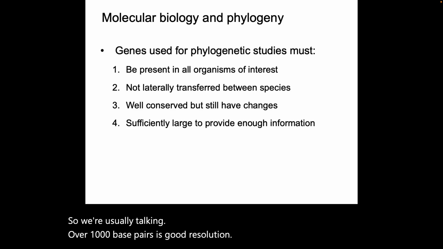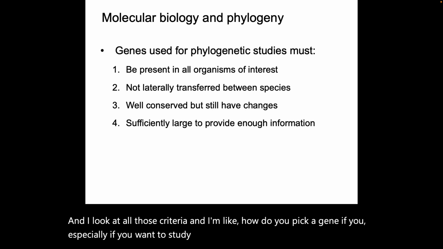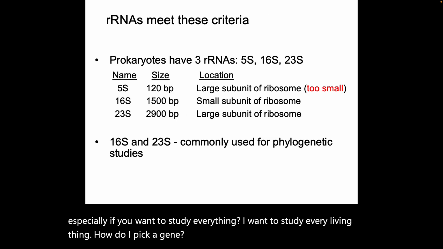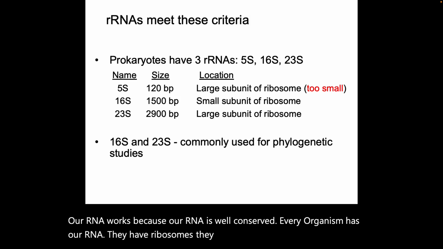And I look at all those criteria and I'm like, ugh, how do you pick a gene? Especially if you want to study everything. I want to study every living thing. How do I pick a gene? Well, rRNA. rRNA works because rRNA is well conserved. Every organism has rRNA. They have ribosomes. They have to have rRNA.